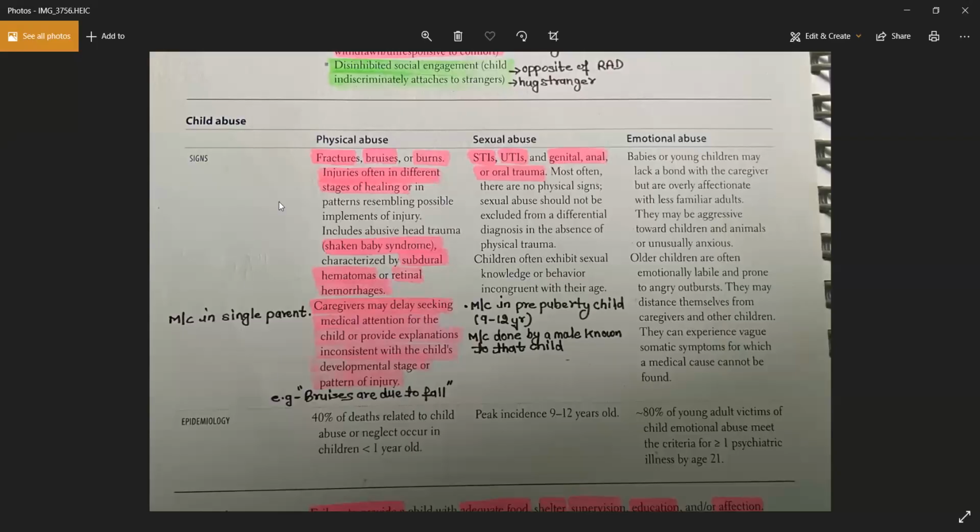And most often, in case of physical abuse, the parent is a single parent. The patient can have cigarette burn marks. So something like that will happen.